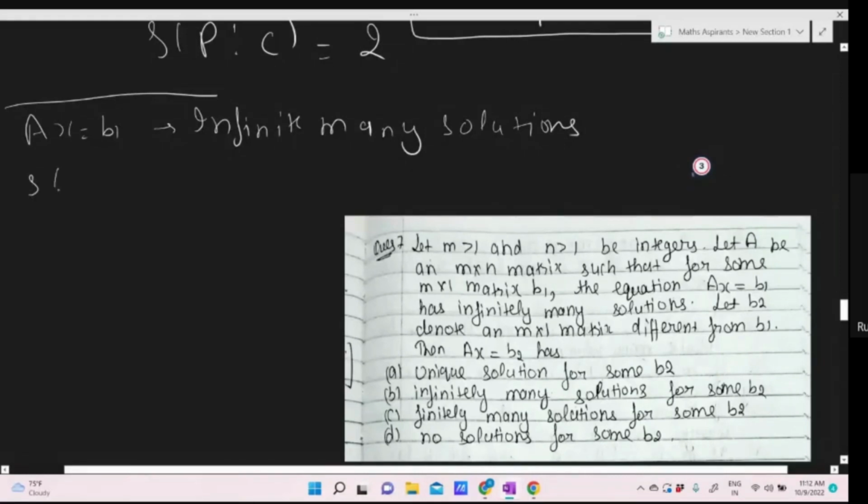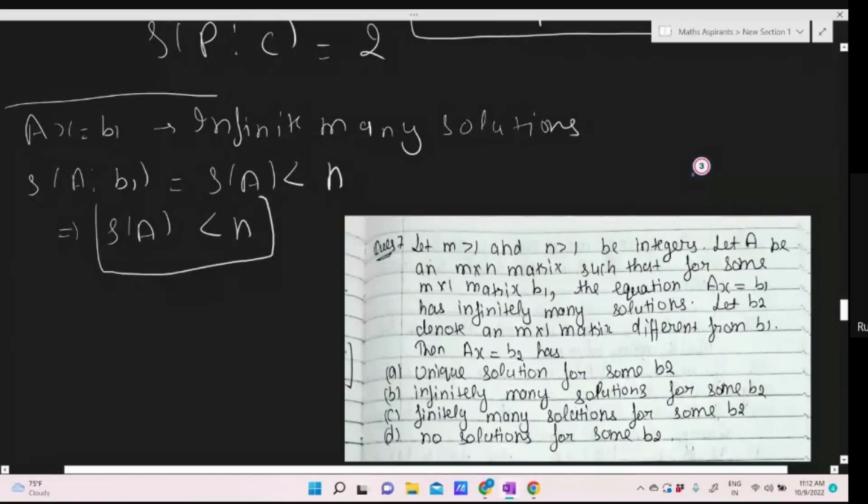From here we can say that rank of A augmented b1 is equal to rank of A, which is strictly less than the number of variables, or we can say the number of columns, here n. This implies rank of A is strictly less than n. From the given condition, we can conclude that the rank of A is strictly less than n. Now, read again the question.